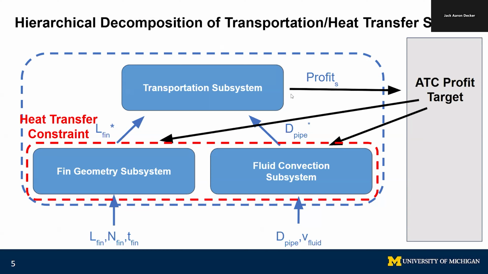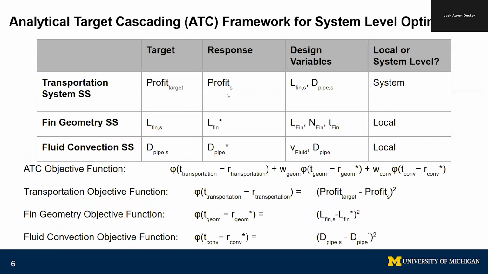And we'll talk a little bit about this more in detail later. For now, here's a breakdown. We have our transportation subsystem. We have our profit target that we're setting, and our response, which is our observed profit.